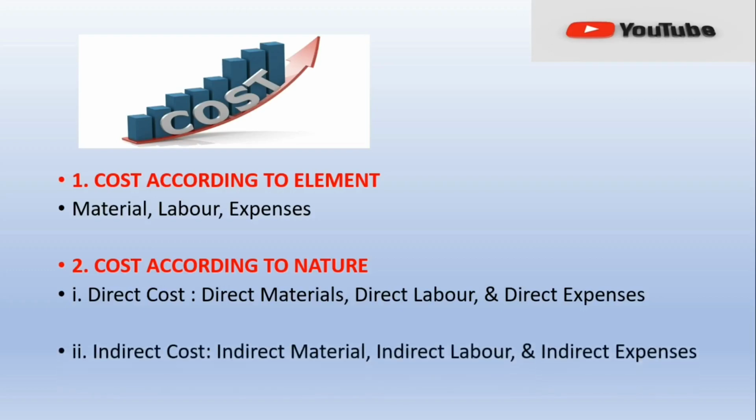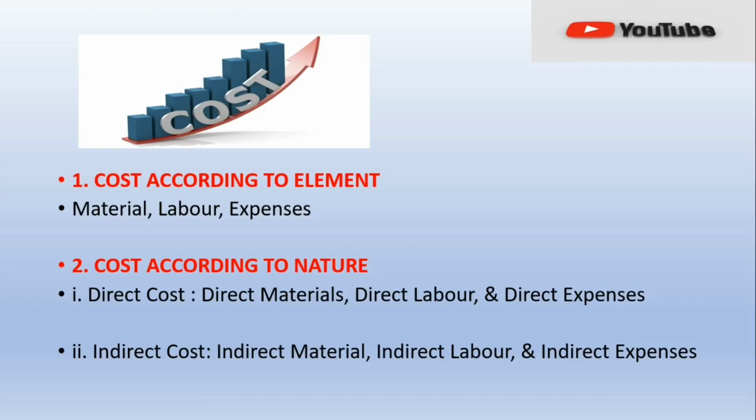Secondly, under cost according to nature, we have indirect costs. Indirect costs are costs that cannot be identified with and allocated to a cost unit, but have to be apportioned to a number of cost centers and further absorbed by cost units. That is, these are the costs that cannot be traced to a particular unit of production. Under indirect cost, we have indirect material, indirect labor, and indirect expenses. This indirect cost can also be called overhead.